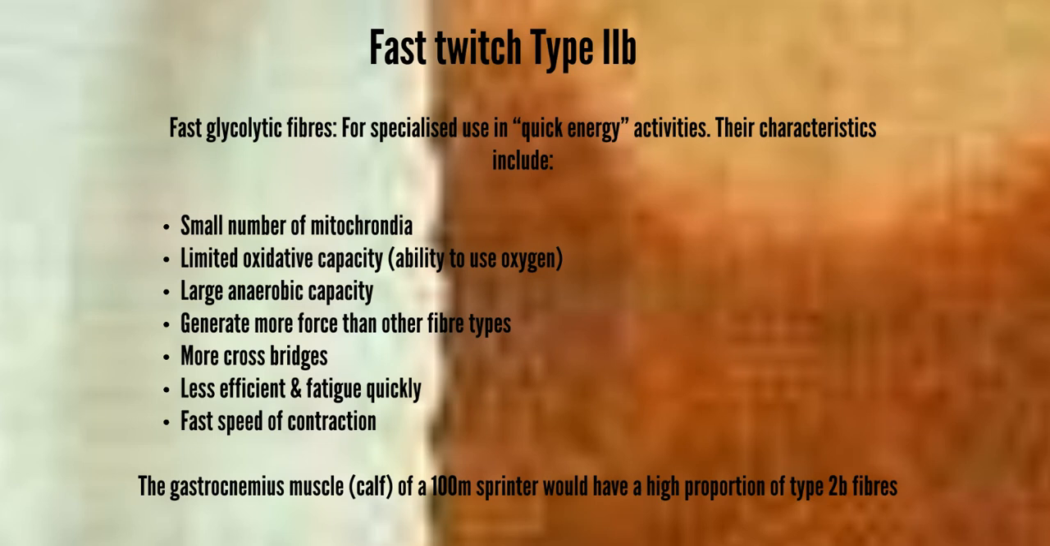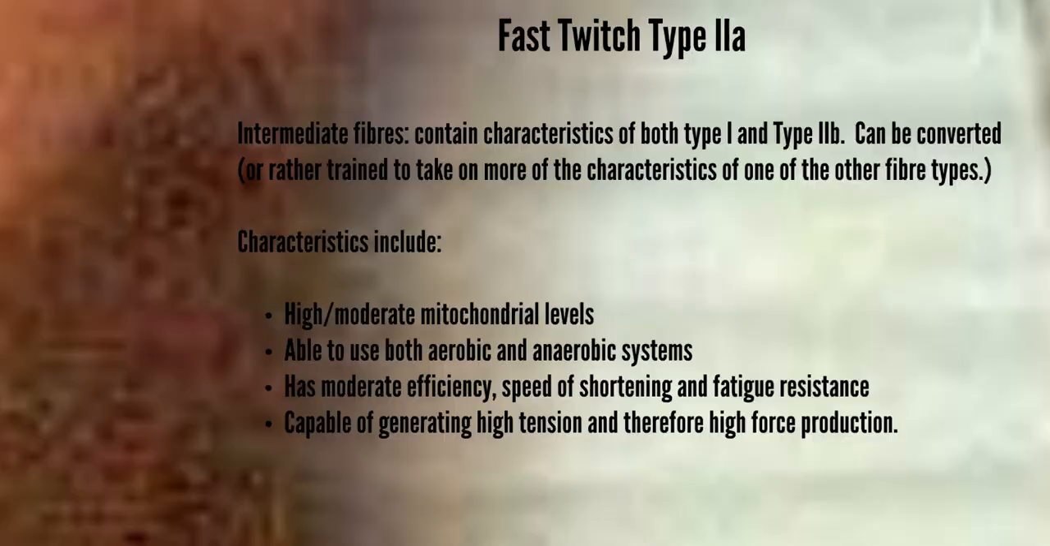They have a very fast speed of contraction, which means they can elicit a contraction in a much quicker time than a slow twitch. The gastrocnemius muscle of a 100-meter sprinter will of course have high levels of type 2B fibers. But this of course is where the differences occur between different people and different sports. A marathoner may have a high proportion of type 1 fibers in the same muscle. And this is where the genetic predisposition to having certain types of fibers is brought up for the first time.